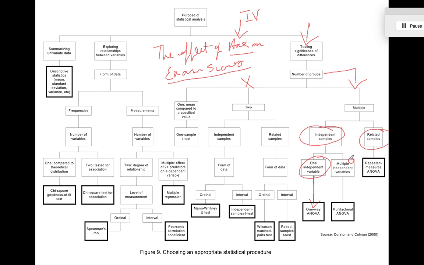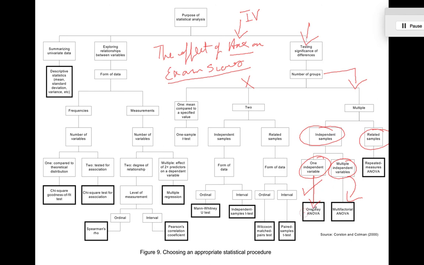In the case where I would have multiple independent variables, like we will talk about a little bit later on in our lecture, we are going to be using a different type of ANOVA technique, and we're going to talk about that in just a little while. But for our purposes right now, we want to concentrate on using a one-way ANOVA.